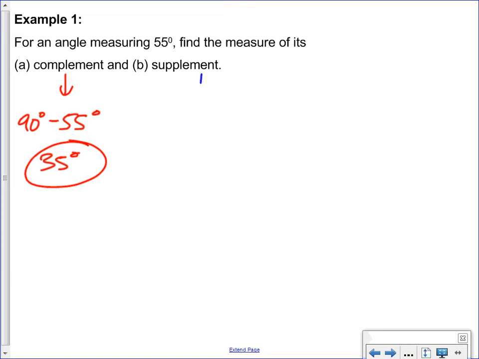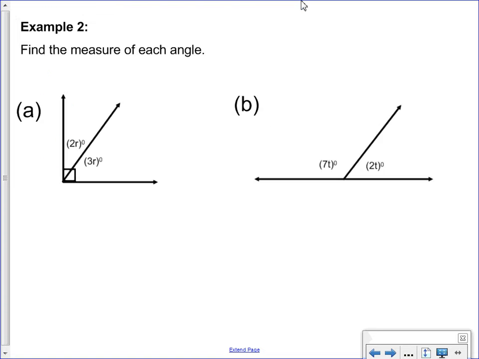Ah, there we go. Supplements. Yes, 180 minus 55 is 125 degrees. Be careful with your test questions and homework questions. Sometimes we'll ask for both the supplement and the complement. So it's 2 problems for 1. Yay! All right, here we go.